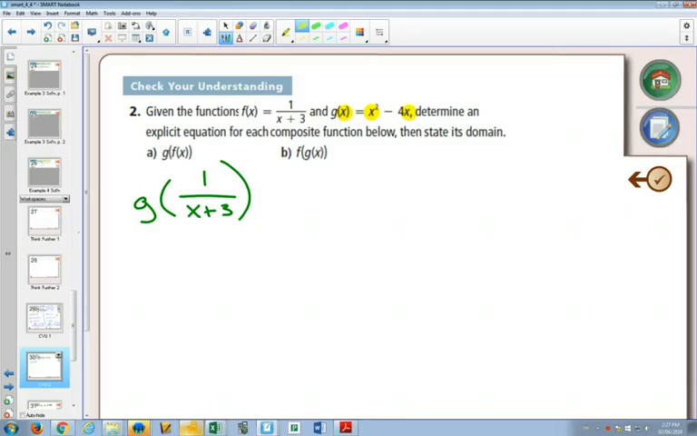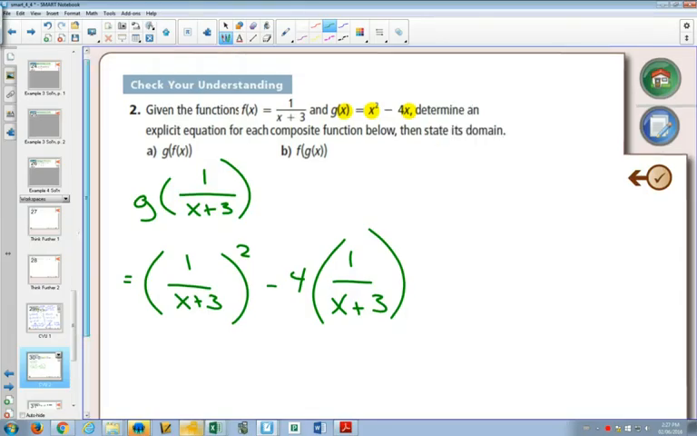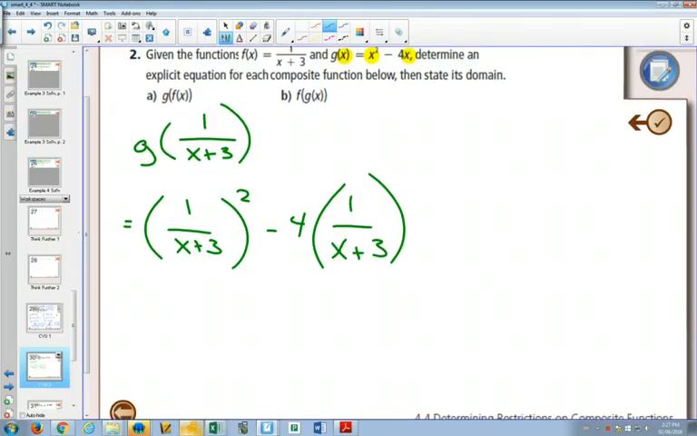So g of 1 over x plus 3 is going to equal, well, whatever you put in gets squared, and then you subtract 4 times that. Now, if we simplified this to a single fraction, this is 1 over x plus 3 all squared minus 4 over x plus 3.